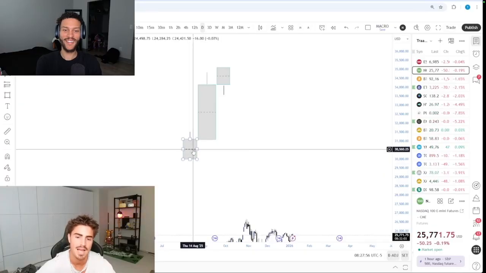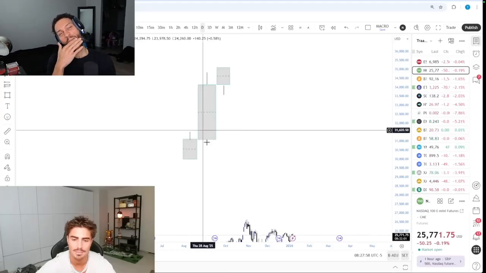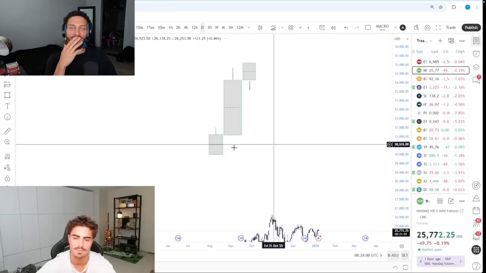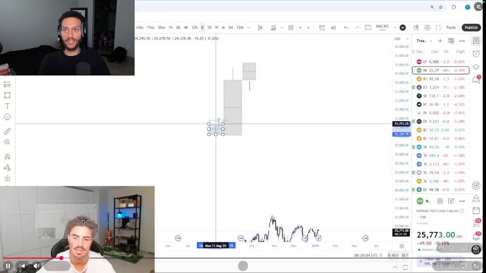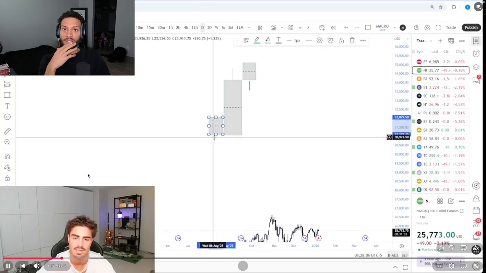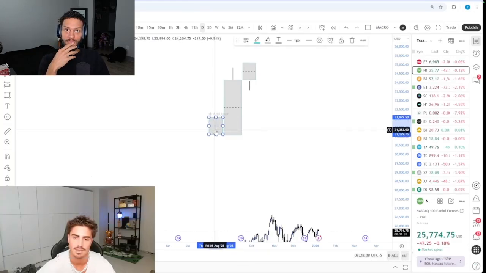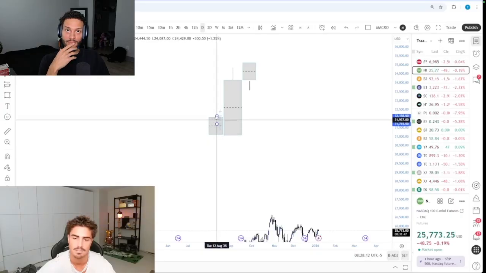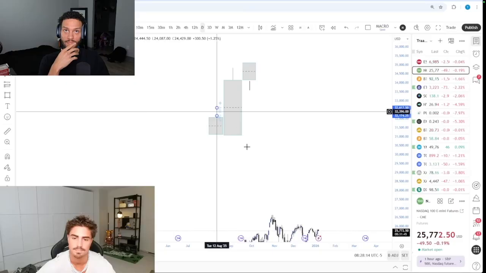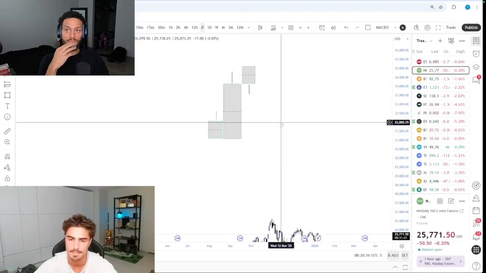So let's say it looks like this. There we go. This is a down candle here. Boom. This is still a fair value gap.